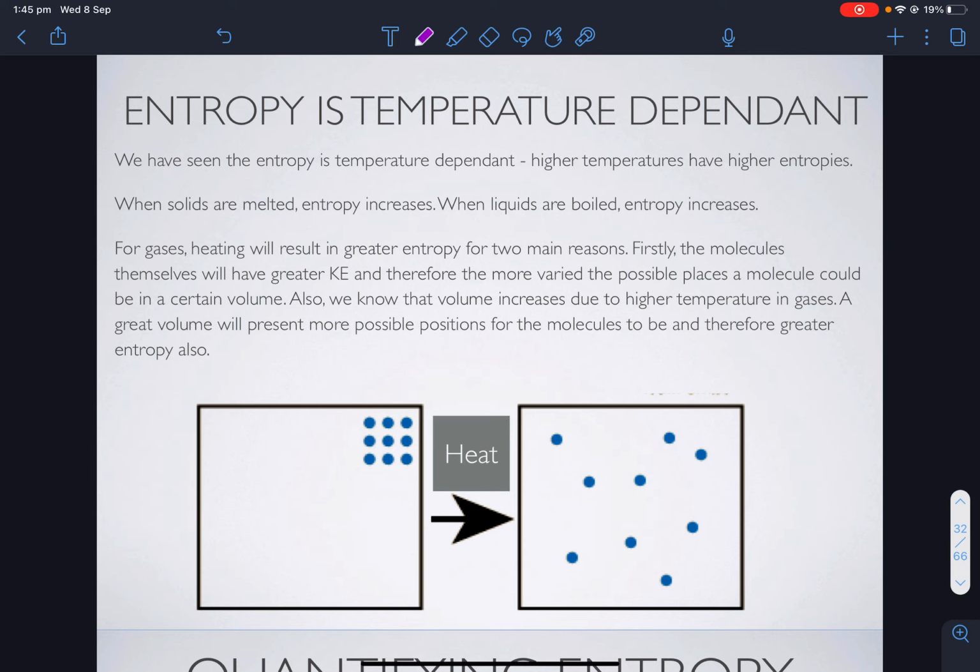So we have to recognize that entropy is temperature dependent, okay? And it's going to help us later on when we're dealing with the maths, and we'll see that temperature and entropy go hand in hand together.